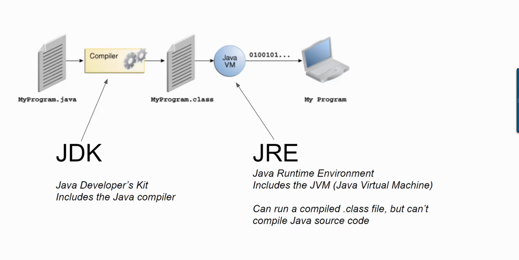I said on my slideshow that the JDK comes with a program called a compiler, which will turn your text source code into a compiled class file. And then the JRE, the Java Runtime Environment, comes with the Java Virtual Machine, the JVM, and it's like a simulation of a CPU that can run your compiled class file and actually make your program go.